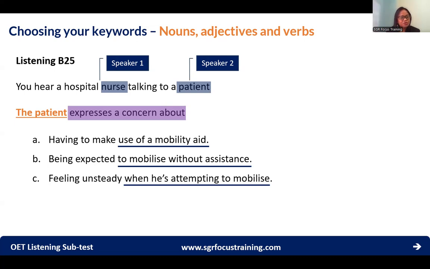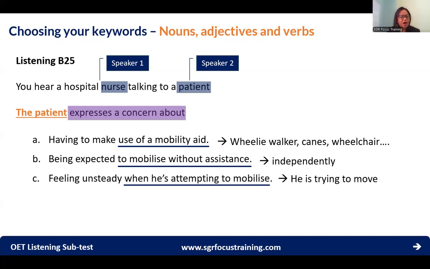So, the phrase use of a mobility aid means devices that help people move around, such as a wheelchair, a wheelie walker, a cane, crutches, stair lifts, and others. While in part B, it says to mobilize without assistance. That means that you do not need anybody to assist or to support you, which means you are moving on your own or independently. On option C, it says when the patient is attempting to mobilize. That means when he is trying to move.